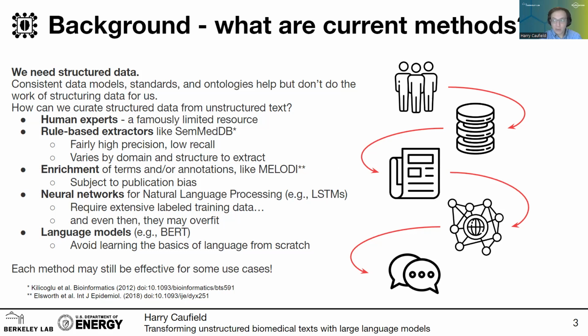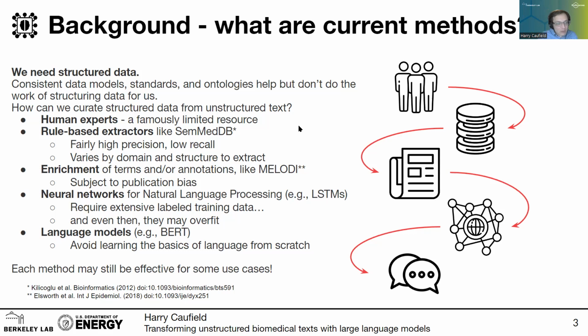More recently, there have been a number of applications of neural networks like LSTMs in natural language processing, and specifically this problem of biomedical information extraction. But they have often required really extensive labeled training data. And even then, the kind of data that you're using may actually be overfit for your particular problem and may not represent the broader variety available in biology and biomedicine.